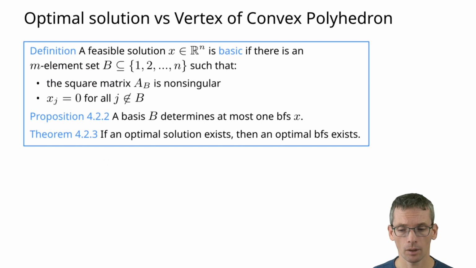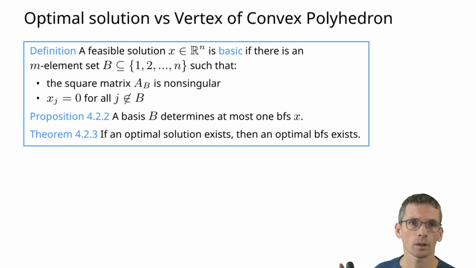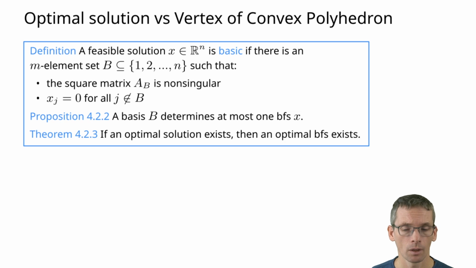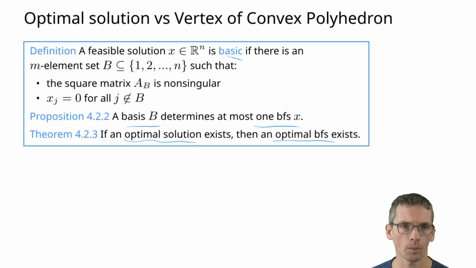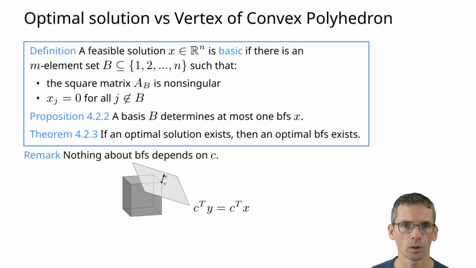Now let's bring together basic feasible solutions and the vertices of the convex polyhedron that results from our linear program. I put all of the definitions here once more. So what is a basic feasible solution? Then also the observation that for every basis we get at most one basic feasible solution, and the observation that if we have an optimal solution, then we also have an optimal basic feasible solution. When defining basic feasible solutions, we did not yet use the objective function, so C transposed X.